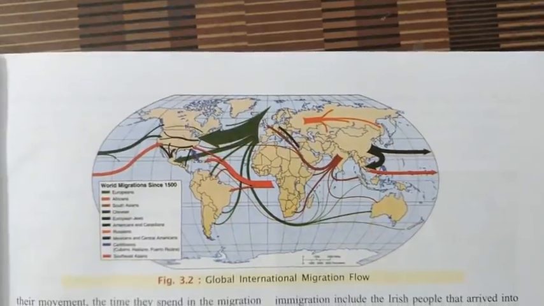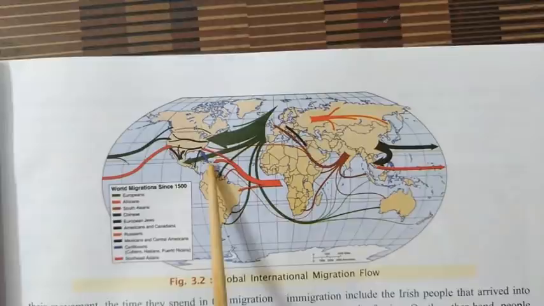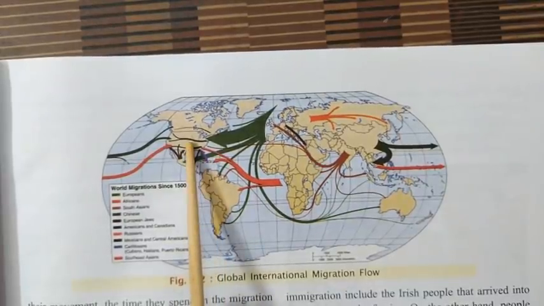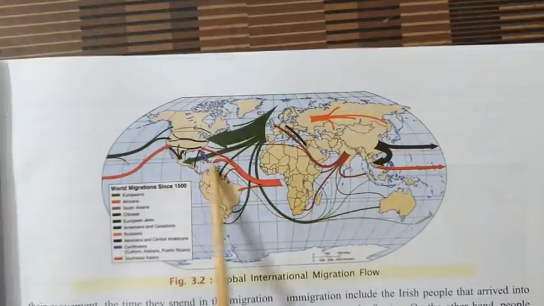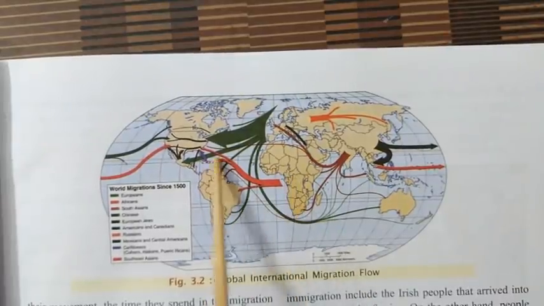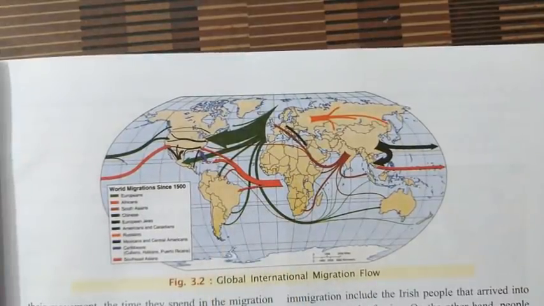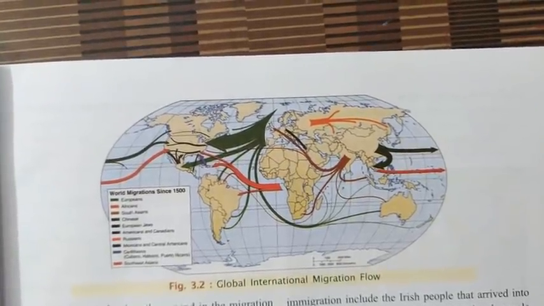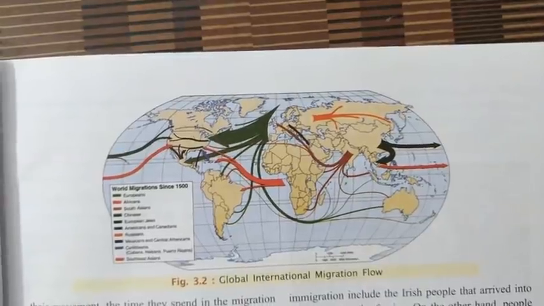So what we have seen here, example here. Now this is Jamaica. From here, people have migrated to the USA. But at the same time, many people from Africa also migrated to Jamaica. Now this is actually a balance. This is actually called one balance.